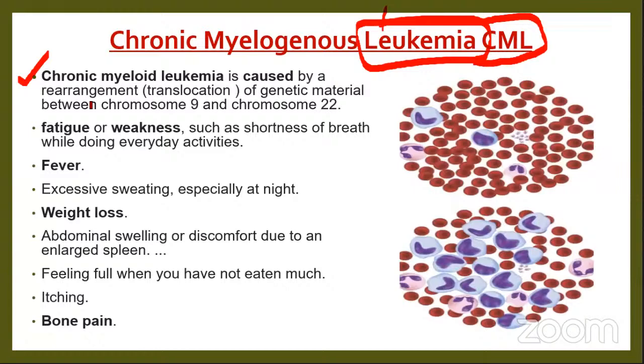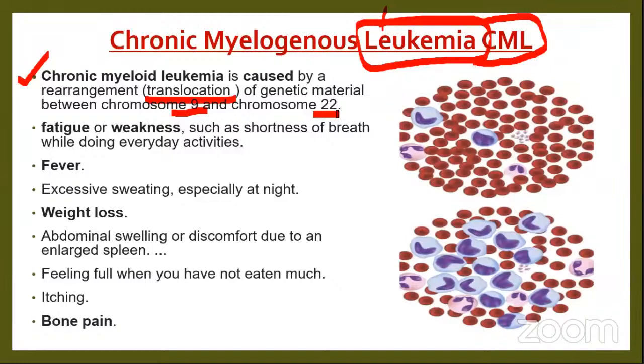See this. Chronic myeloid leukemia is caused by the rearrangement or translocation of genetic material between chromosome number 9 and 22. So some part of chromosome number 9 is exchanged to chromosome number 22. Since part of a chromosome is translocated from one particular chromosome to another, defects are found in the body.